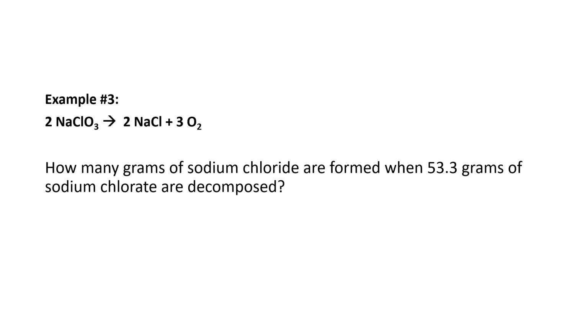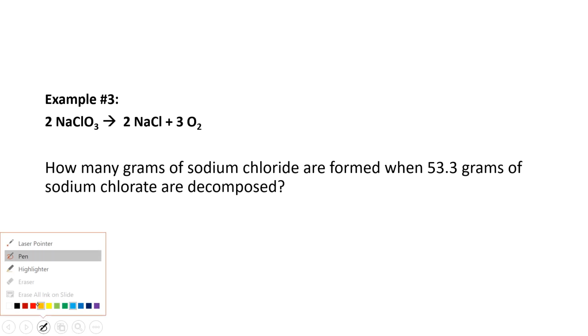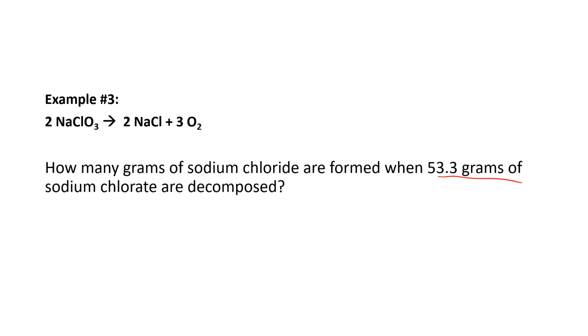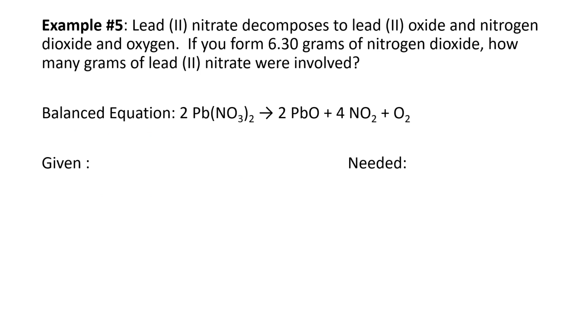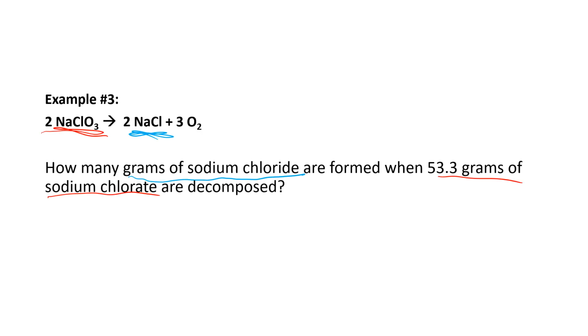We have 53.3 grams of sodium chlorate, NaClO3, which is this one. And we need to figure out how much sodium chloride. So now we're going back to grams of sodium chloride, which is that one. So there's two sets of grams. Looking at our highway here, we're going to need the periodic table twice. There's two sets of grams, once for the sodium chlorate and once for the sodium chloride.